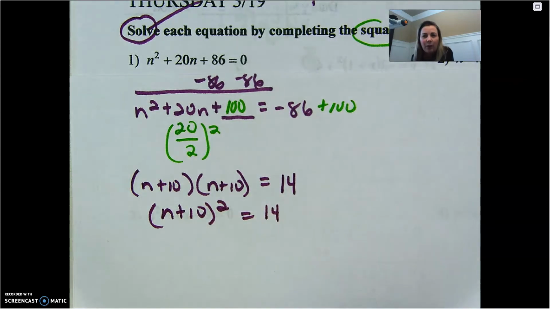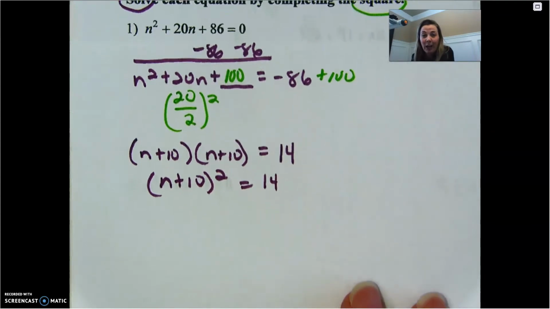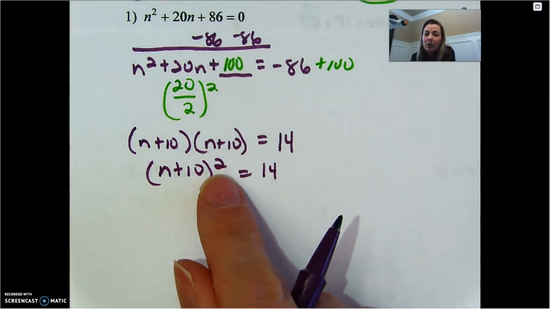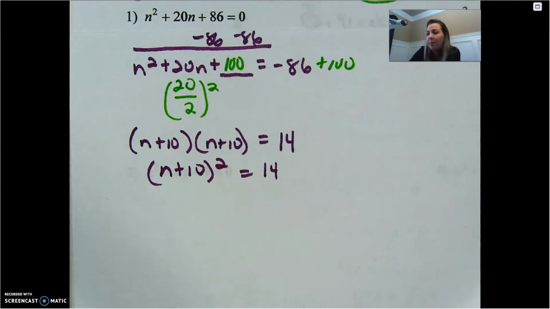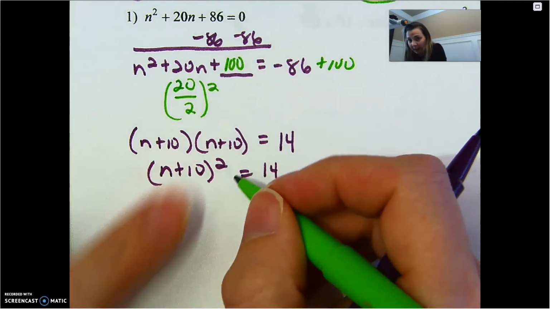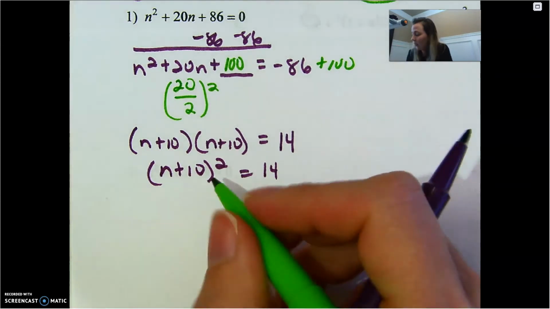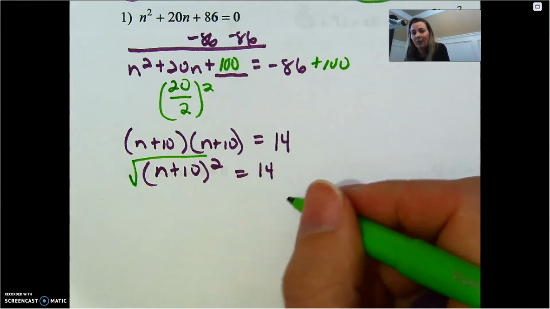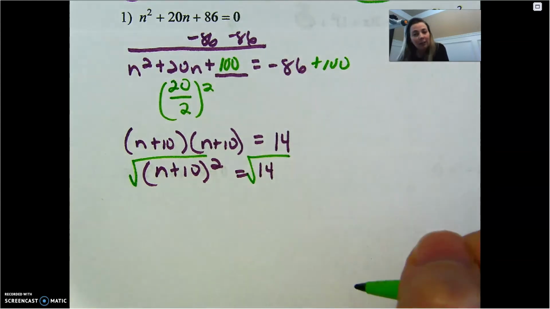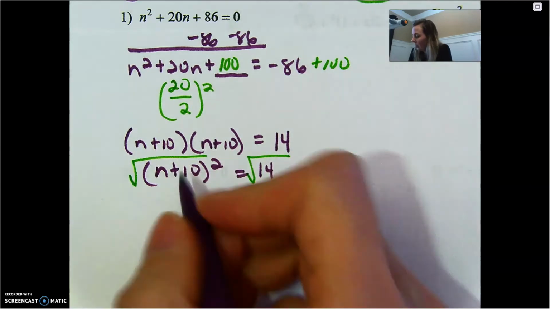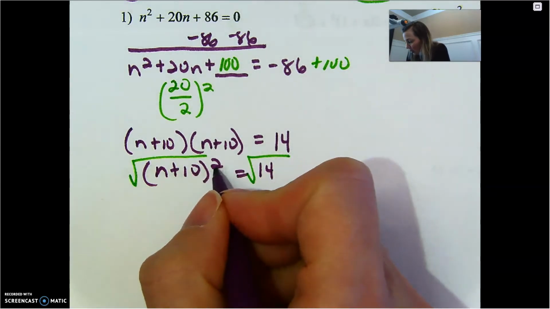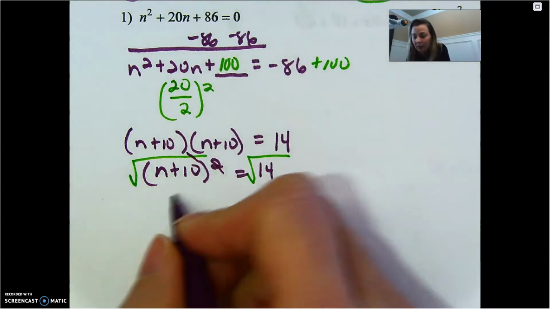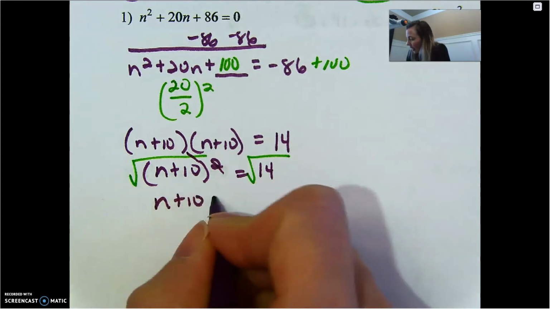Why would we want to do that? Well, I'm glad I asked. It's because we can use square roots now. The opposite of adding is subtracting. The opposite of multiplying is dividing. The opposite of squaring is square rooting. So we're going to square root that thing. What you do to one side, you gotta do to the other. Keep it balanced. Square rooting something that's squared, they eliminate each other. You're left with just n plus 10.